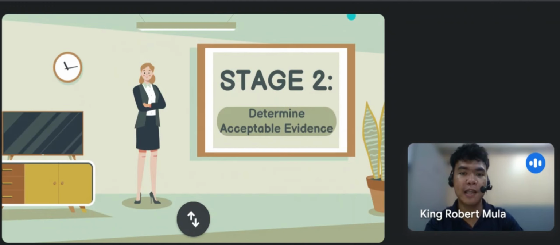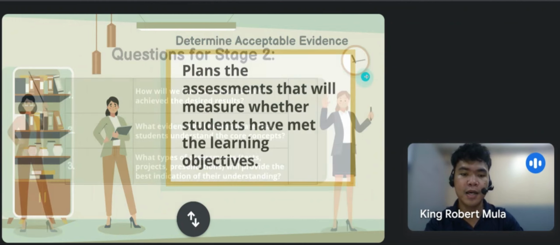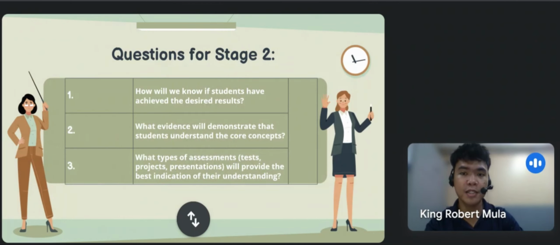Now let's proceed to stage two, which is determine acceptable evidence. Now we decide how we will measure the desired learning objectives. This is where we design the assessments that will show whether students have met their learning goals. These are the questions to ask. How will we know if the students have achieved the desired results? What evidence demonstrates their understanding? And lastly, should we use quizzes, projects, and presentations, or something else?